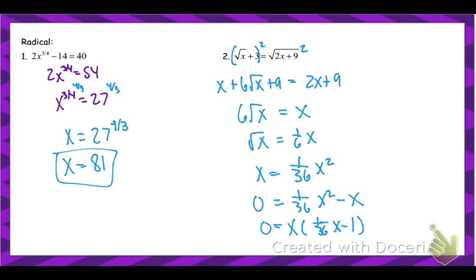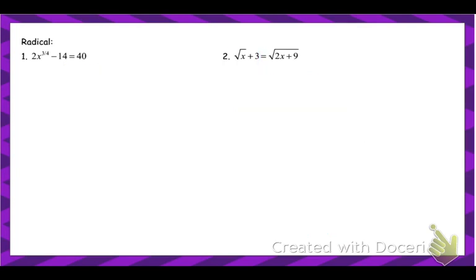So I end up with two possible solutions, x equals 0, and then I have 1 over 36 x equals 1. So x is equal to 36. So again, check for extraneous solutions. Let's make sure these both actually work. And in this case, both of these solutions do. But remember, it is possible to get extraneous solutions on these radical equations as well.